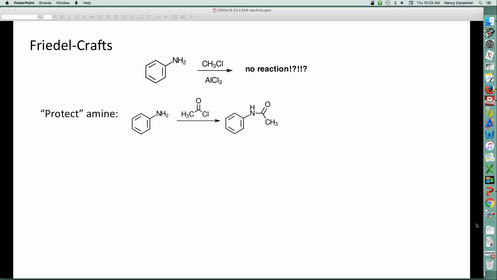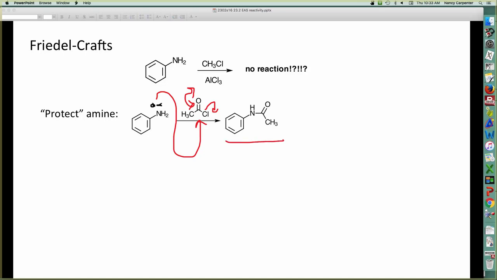All you have to do is kind of tweak the nucleophilicity of that lone pair on your amine. So if I have that nucleophile react with this electrophile, acetyl chloride, and acetylate my aniline, then I still have an electron donating group, but now that electron donating group is not as nucleophilic as it once was.